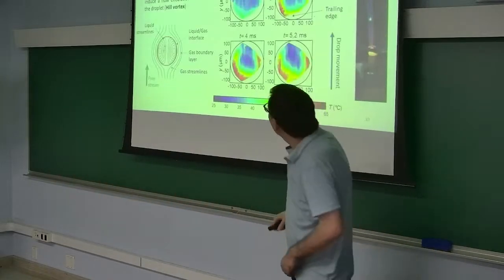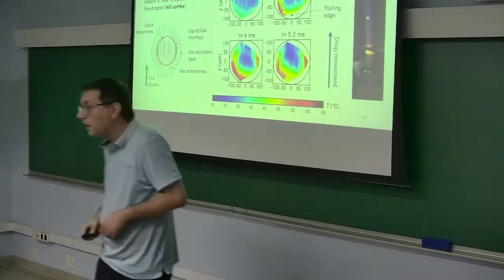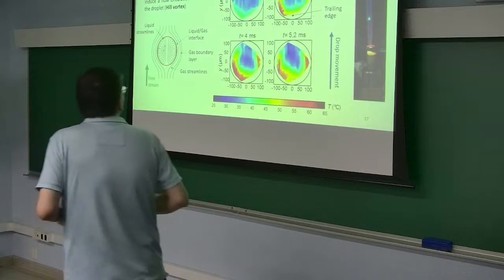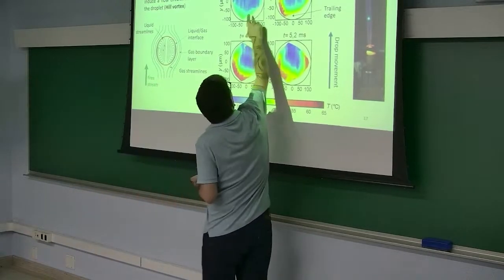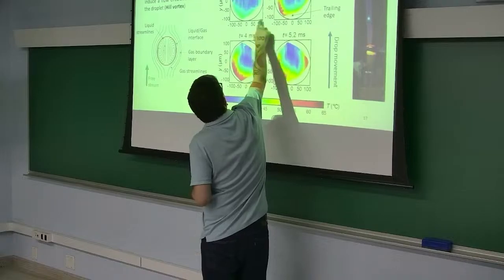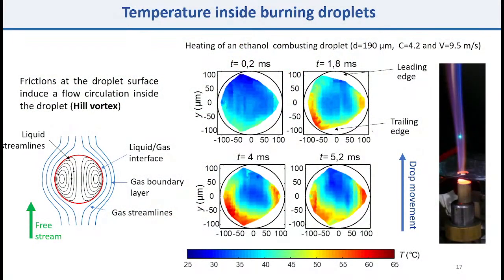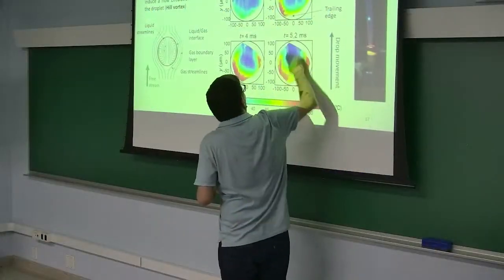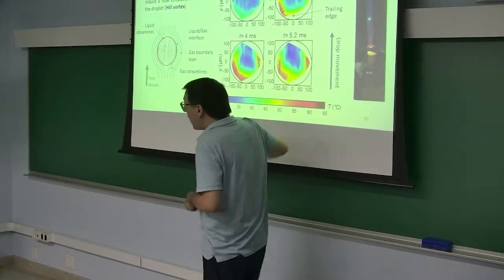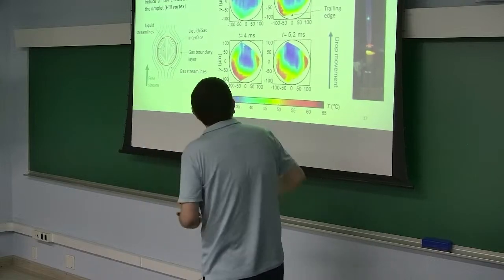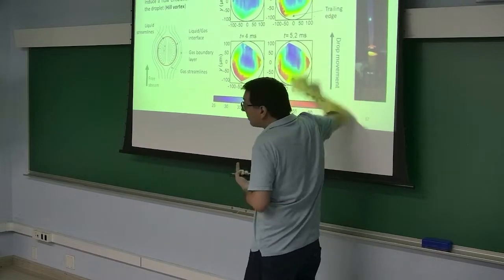So that's an example of measurements that we obtain for the combustion of ethanol droplets. These maps correspond to different times, and you can see that the temperature is not uniform. The heating of the droplet is faster at the bottom of these temperature maps, which corresponds, in fact, to the trailing edge, since the droplets are moving vertically.